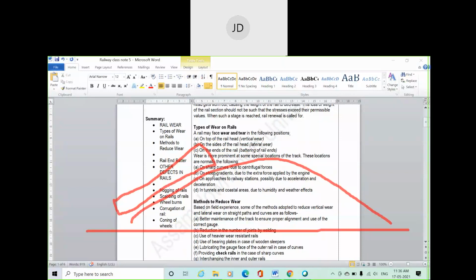On steep gradient, due to the extra force applied by the engine. We already discussed in a previous class that on a rising gradient, where the dead load, the weight of the train, is usually directly vertical, an additional component of the weight comes, that is W sine theta. This theta is your angle here. Because of this W sine theta, the additional resisting force in a rising gradient, the engine or locomotive has to give extra force. Because of that, there is additional friction between the wheel tread and the rail. So even in a steep gradient there is a possibility of wear and tear or failure of the rail part.